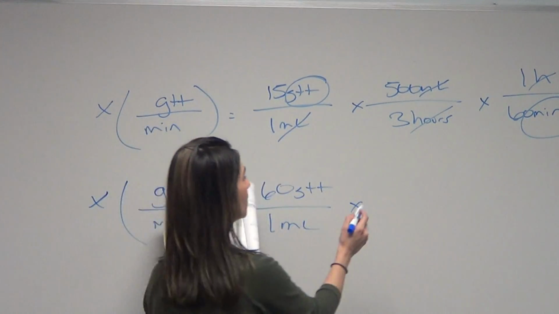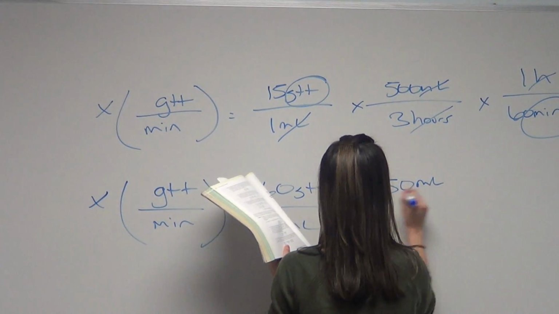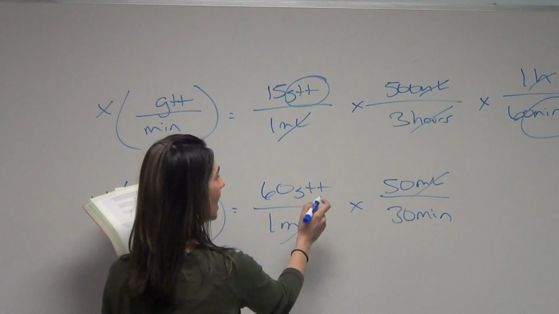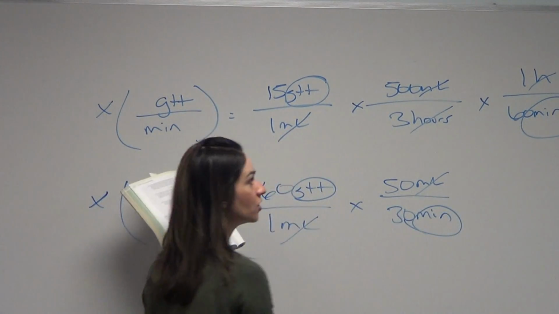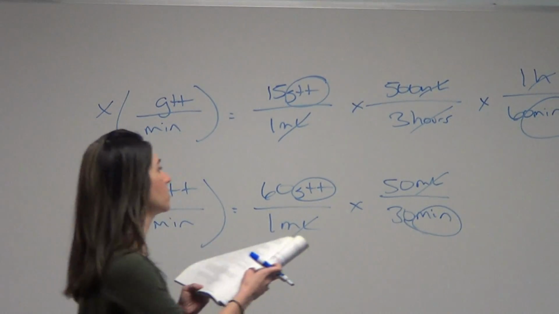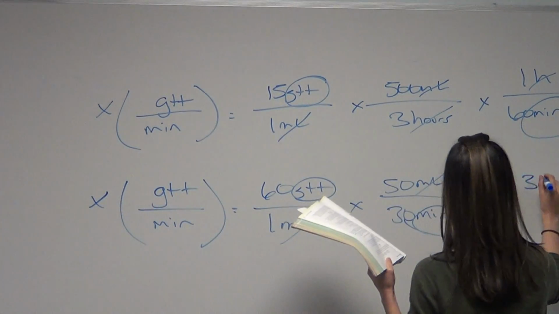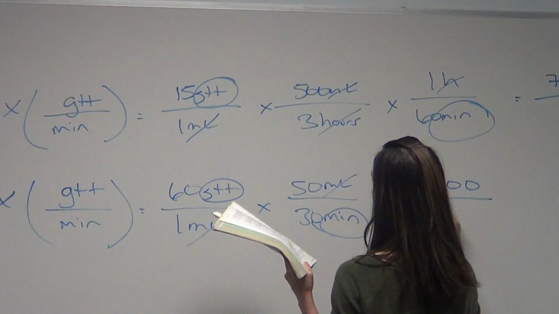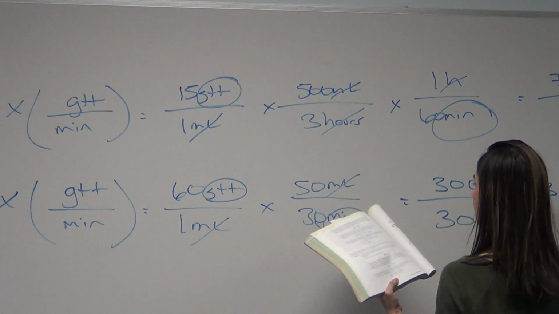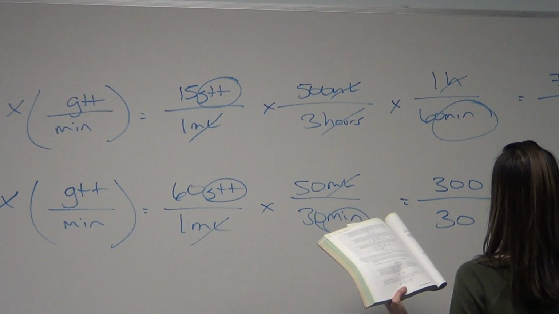So we do 50 mLs over 30 minutes. mL crosses out. Do we have what we want? Yes. Do we have to convert hour to minutes? No, we're already in minutes. So 60 times 50, 300 over 330, sorry.